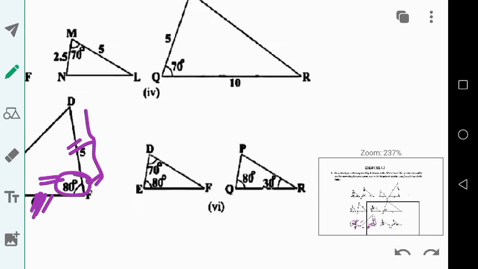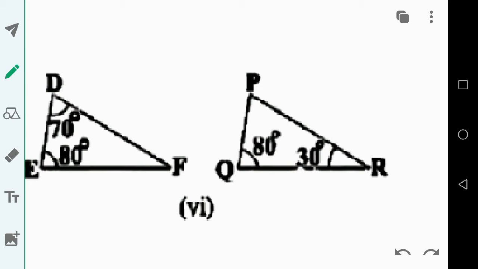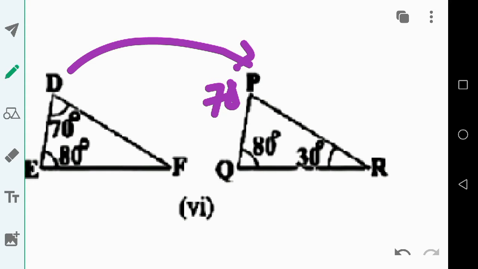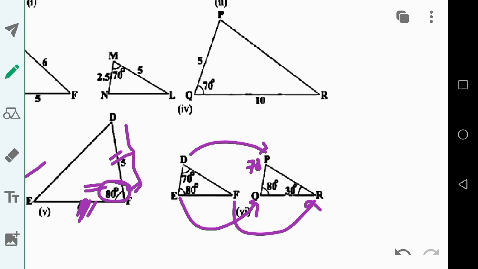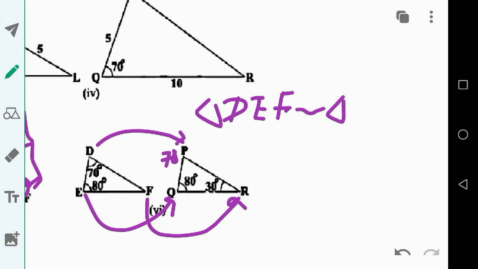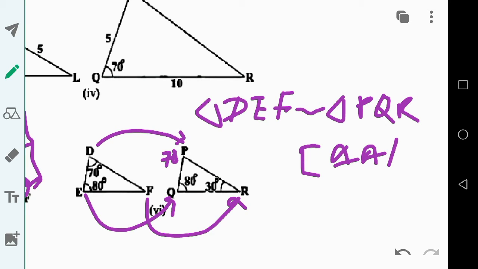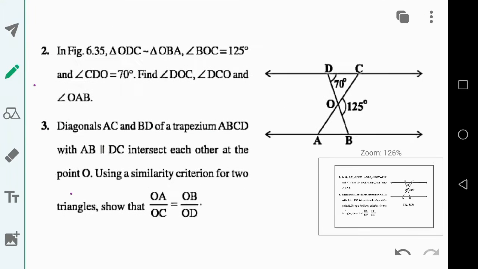Here you see, if angle P is 70, D must be corresponding to P, E must be corresponding to Q, and F must be corresponding to R. So we have to write triangle DEF similar to triangle PQR, and they are similar by the criteria angle. Okay, that's how we can determine whether a pair of triangles are similar or not. Now let me show how to solve question number 2.